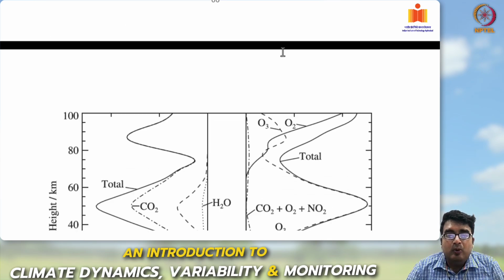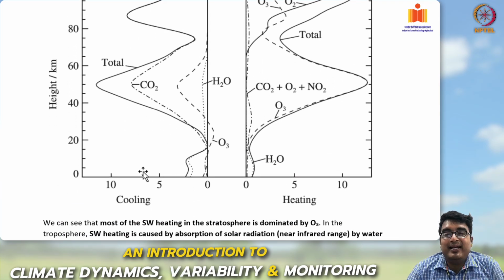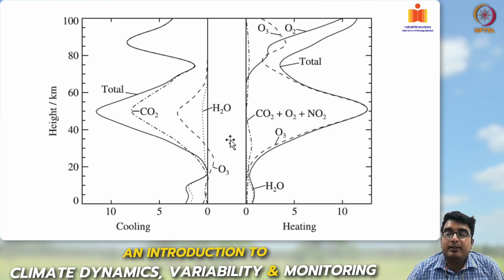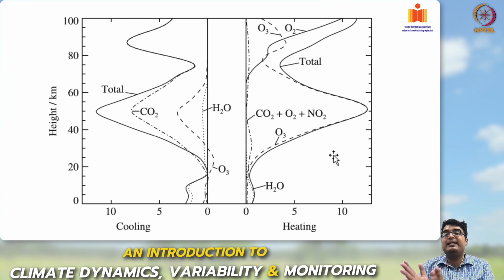So below we will plot the heating rates and the cooling rates for the total as well as the contribution of the individual absorbing species. So we can get the heating rate and the cooling rate for individual absorbing species, add them up to get the total heating and cooling rates.